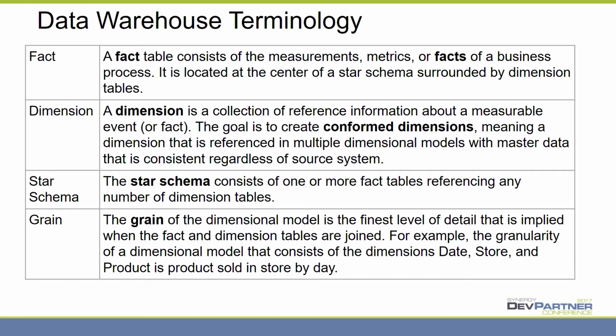So when you are defining a star schema for a particular process, you need to define the grain. The grain is defining the finest level of detail implied by that fact and dimension table joined together. So in the case of the ER visit, the grain of it is a particular visit to the ER by a patient.